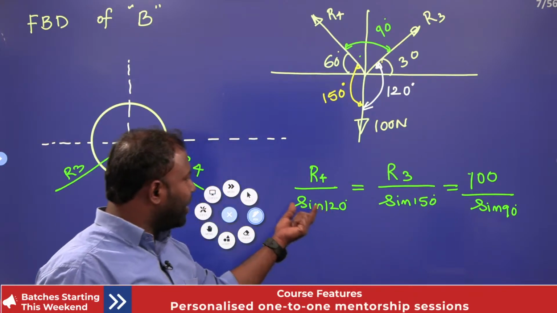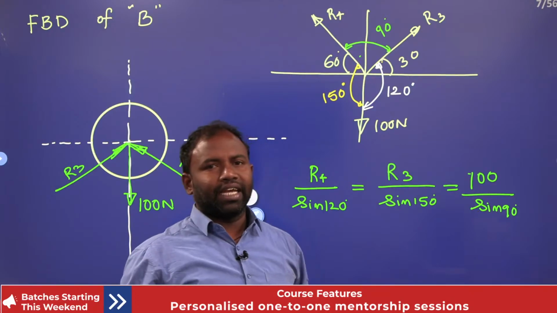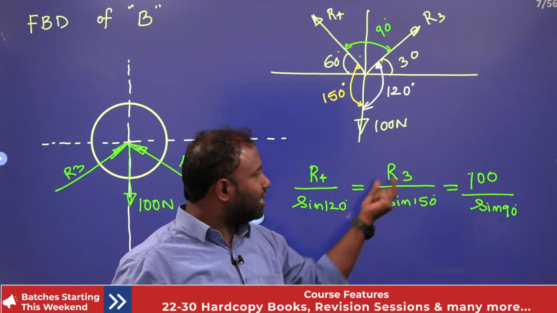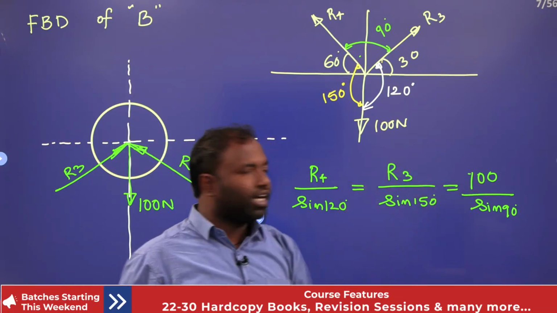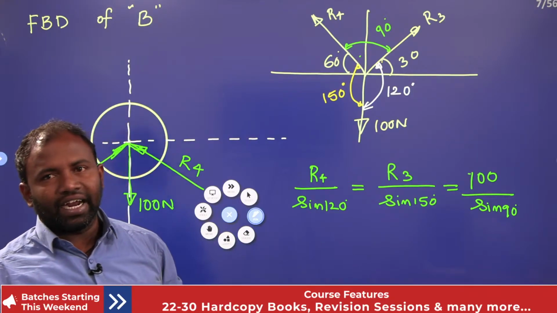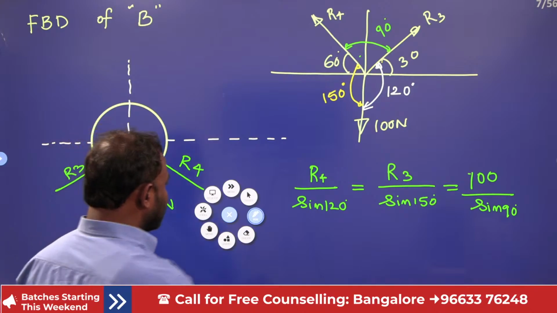Once you equate R4 by sine 120 equal to 100 divided by sine 90, you will get R4. Similarly, R3 by sine 150 is equal to 100 by sine 90, so that you are going to get the R3 and R4 reactions. Hope you understand, guys. Okay, now let us solve that quickly.